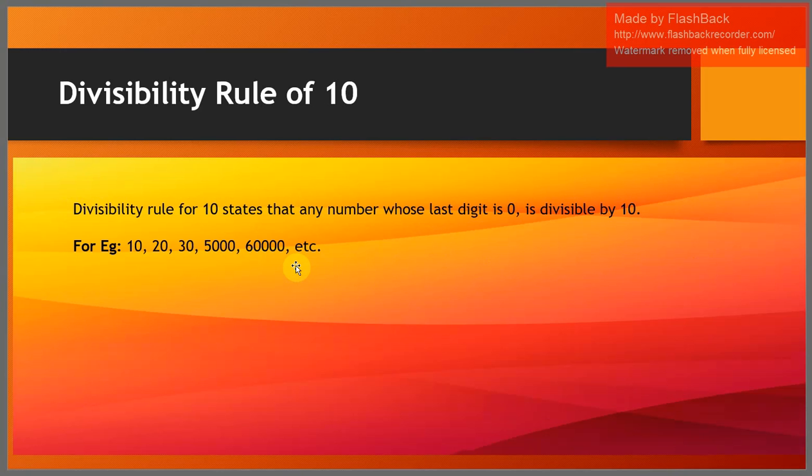Divisibility rule of 10. Divisibility rule of 10 states that any number whose last digit is 0 is divisible by 10. For example, 10, 20, 30, etc.